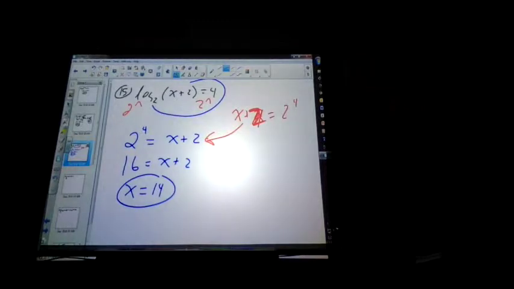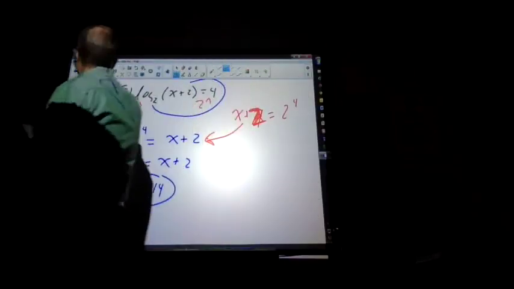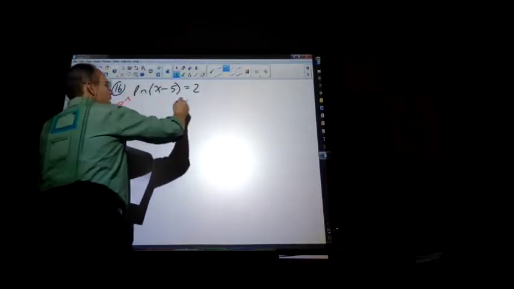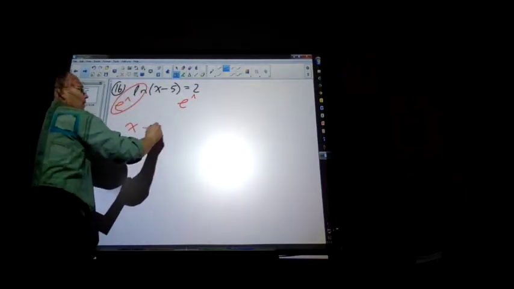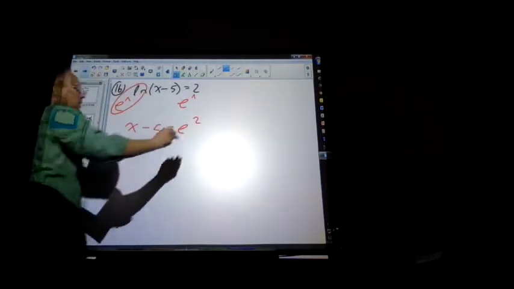Can I go to number 16? So number 16, what am I going to do to get rid of ln? I can't snail it because it's not log base of a number. Yeah, each side is going to become its own exponent. So I'm going to go e raised to this side and e raised to this side. This cancels out, leaving me x minus 5 equals e to the 2nd.